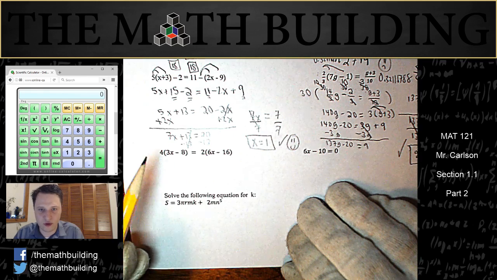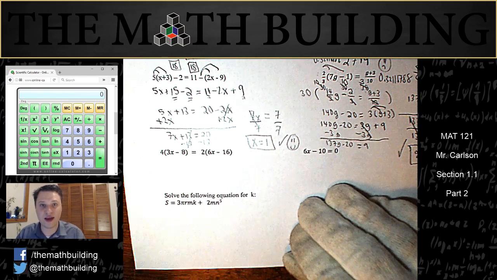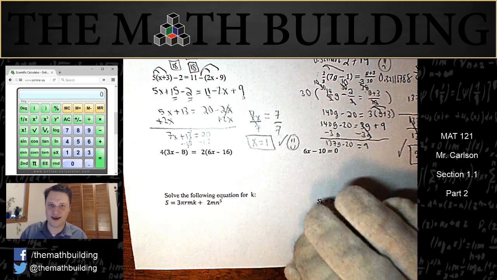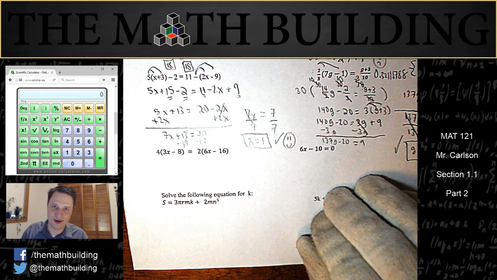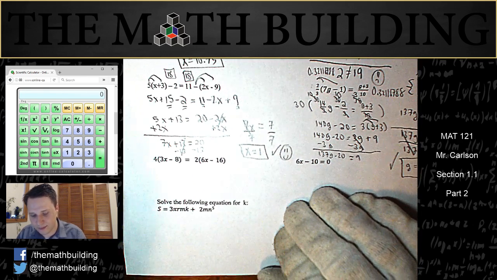Here's our next one. 4 times 3x minus 8 equals 2 times 6x minus 16. If you're feeling confident, pause the video and see if you can do it on yourself. I'll wait. Go ahead, pause the video. All right, let's see if you got the right answer.